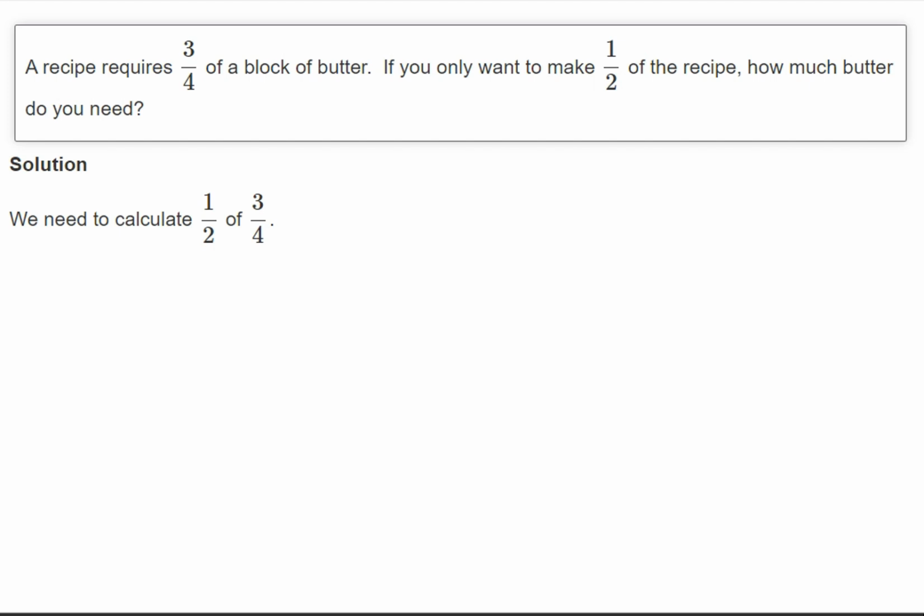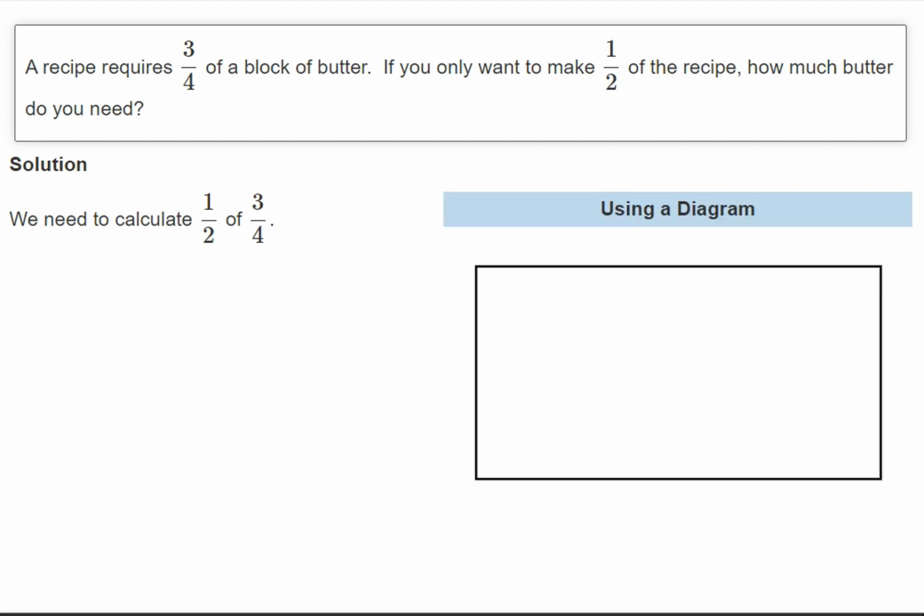Now, we may not yet have a strategy to compute this result numerically, but we can always try solving this problem using a diagram. We must first use a diagram to show the fraction 3/4. If this rectangle represents 1 block of butter, then 3/4 of a block can be shown by dividing the butter into 4 parts and shading 3 of them.